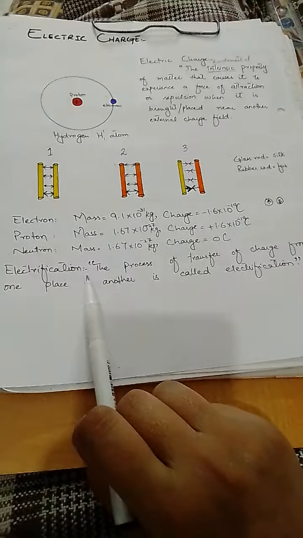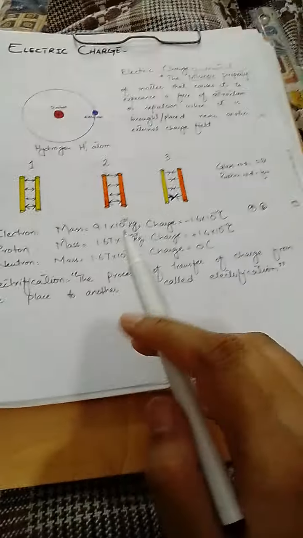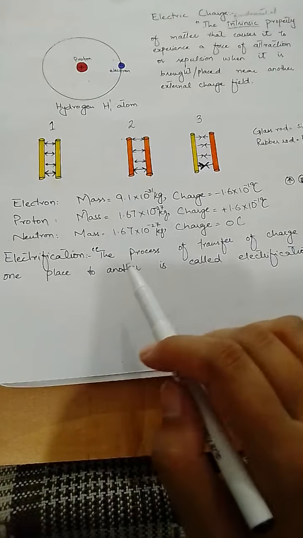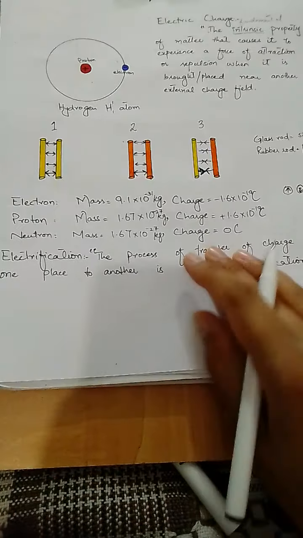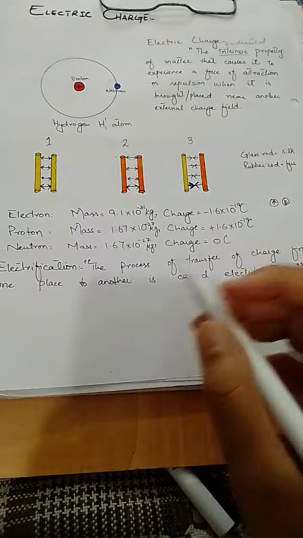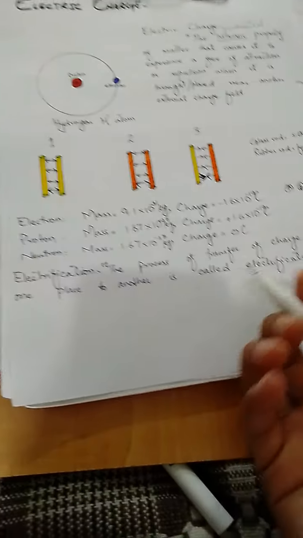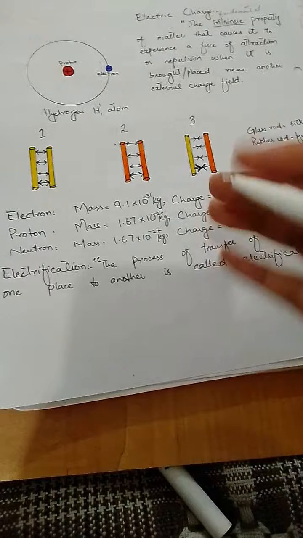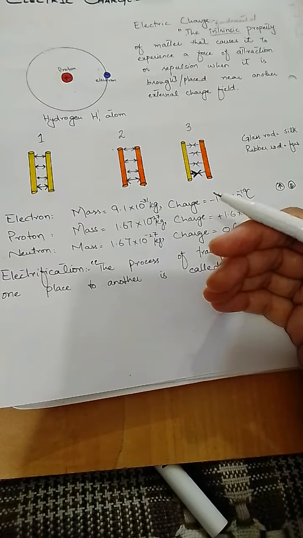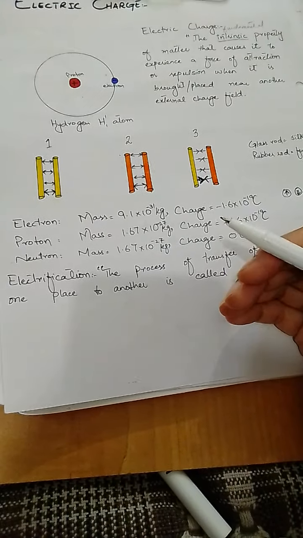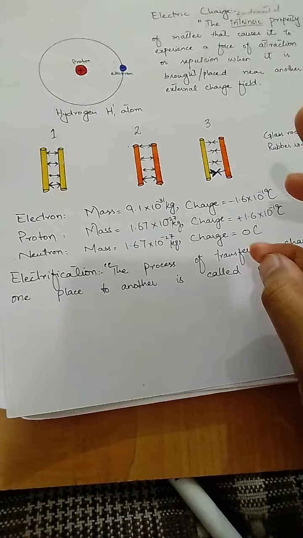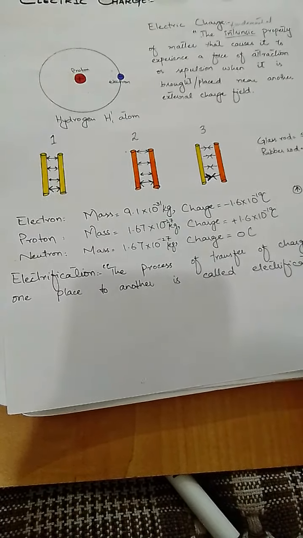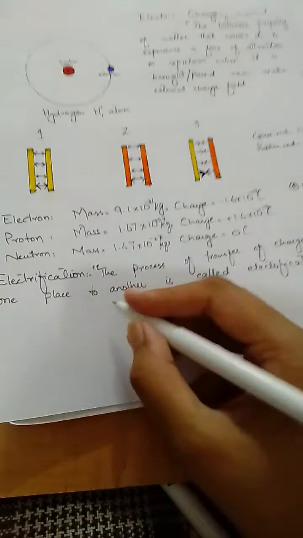Alright, coming to electrification, it's pretty simple. Electrification is the process of transfer of charge from one place to another. It's called electrification, right? So we know that charge can neither be created nor be destroyed. Then what happens when we rub things together? What happens when we try to just create a charge? In normal language, we say we created a charge on an object, but we actually don't.